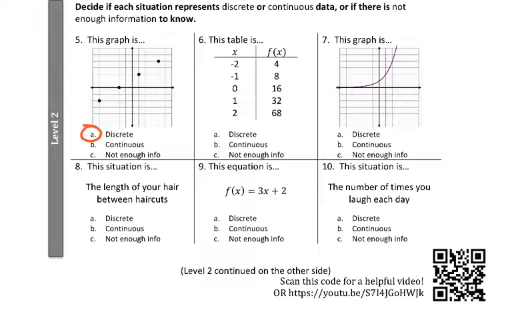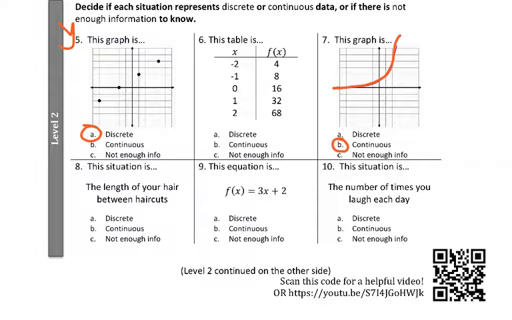So for example, in question 7, the reason why question 7 is continuous is because you have a continuous line. You can see that the line is all connected right here. So whatever the data was that was collected, it was happening continuously. Where the data in question 5 that was collected was sporadic. It was dotted.